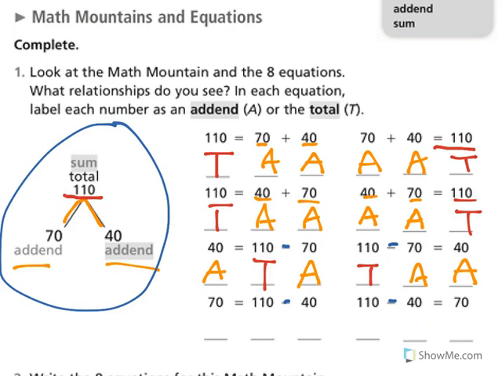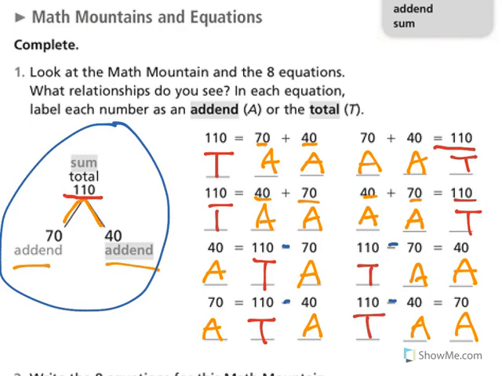Okay, down here at the bottom, we have 70 equals 110 minus 40. So what is the total there? Yes, it is the 110. It's the number that you would get if you added the two other numbers together, which means 70 is an addend and 40 is an addend. Last one over here, we have our total taking away an addend, and what do we get? That's right, another addend. Okay, so hopefully that's making sense to you so far.